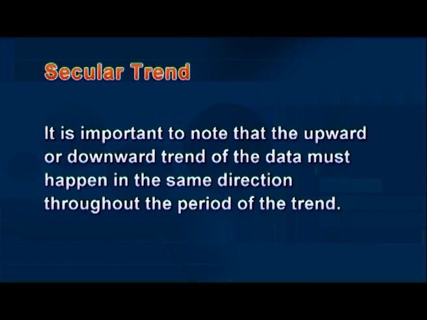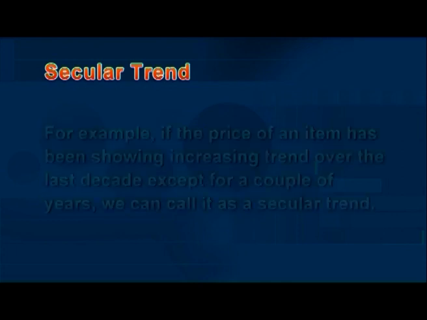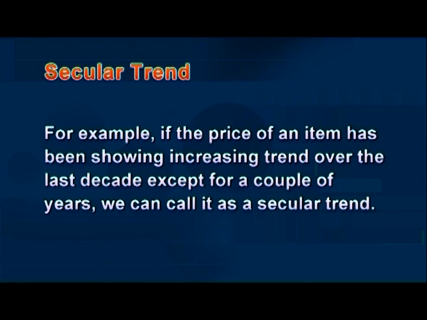However, in any statistical analysis, the longer the period, the better the trend. In order to compute the trend, it is ideal to have at least 3 to 4 complete cycles of the trend. It is important to note that the upward or downward trend of the data must happen in the same direction throughout the period of the trend. For example, if the price of an item has been showing an increasing trend over the last decade, except for a couple of years, we can call it a secular trend.